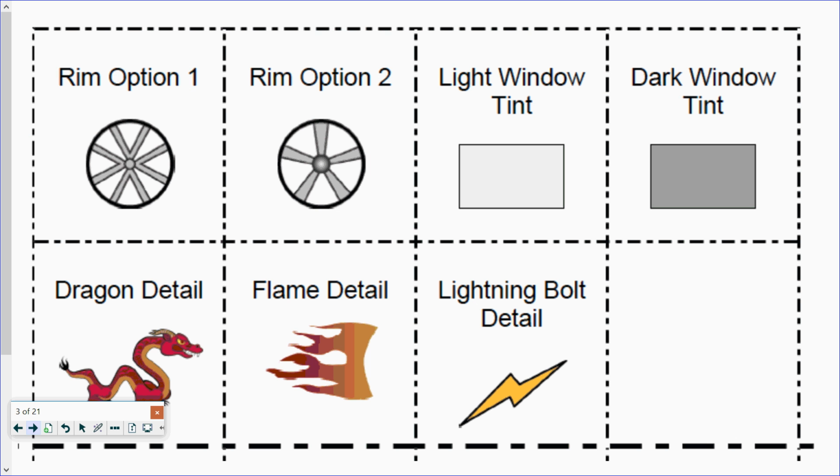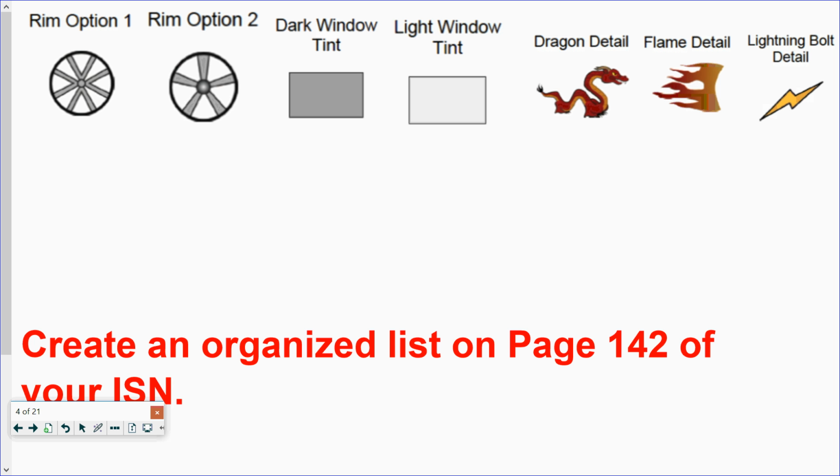So here are the different ones. So the rim option is this one. 1, 2, 3, 4, 5, 6, 7, 8 spokes, and this one only has 5 spokes. We can choose the color of a light window tint or a dark window tint. And then from that, you can choose a dragon detail, a flame detail, or a lightning bolt like Flash Gordon. So I am going to use my finger to do this.